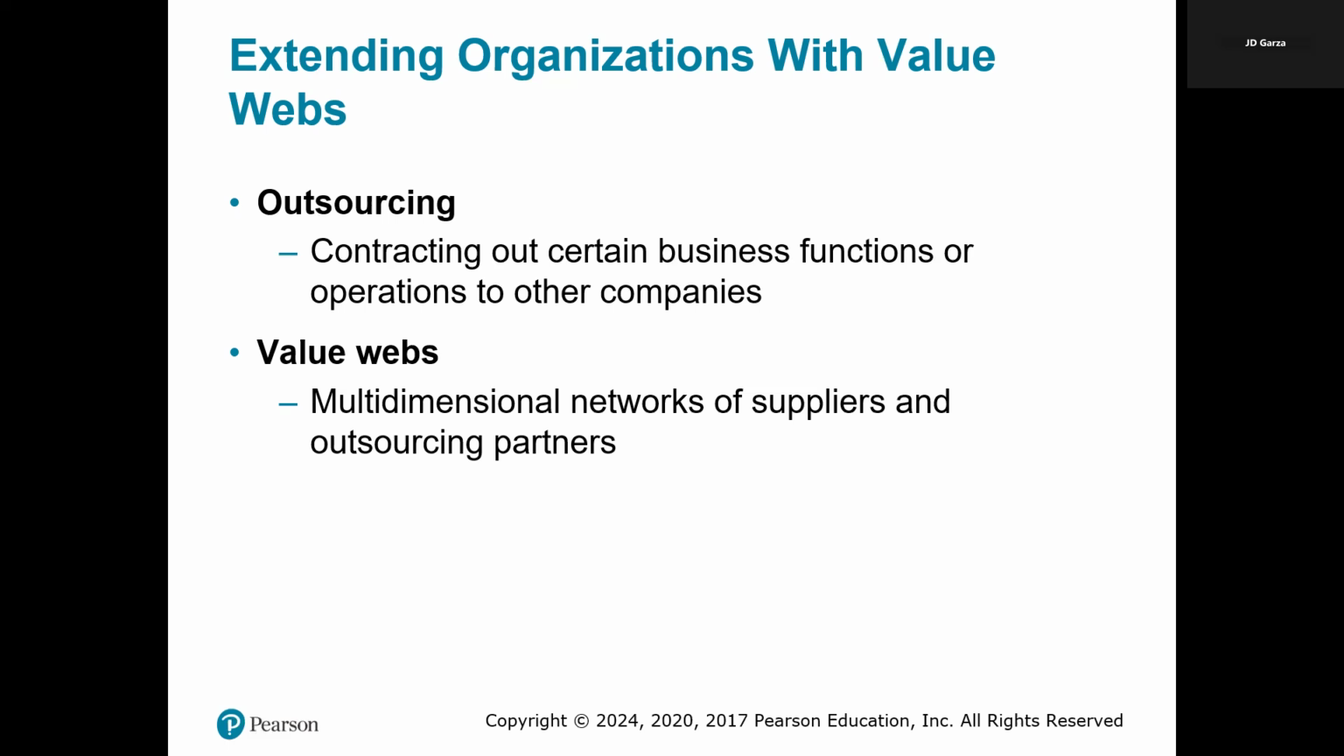The value webs in themselves emphasize a holistic collaboration among partners to continuously generate new ideas and improve those processes. The collaboration scope, meaning that outsourcing typically narrows its scope to isolated functions, whereas value webs encompass a wider spectrum of interconnected activities that collectively enhance overall business performance.